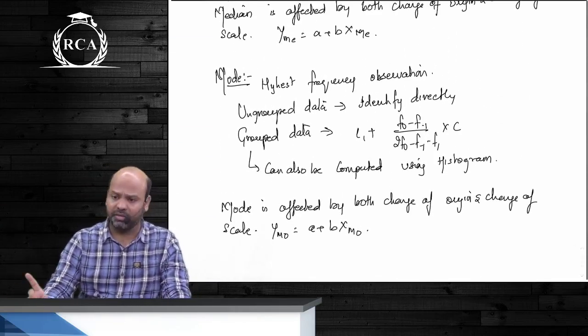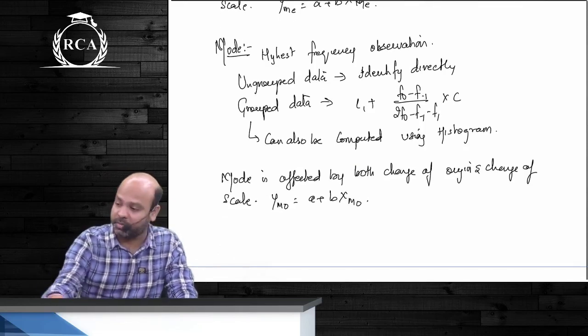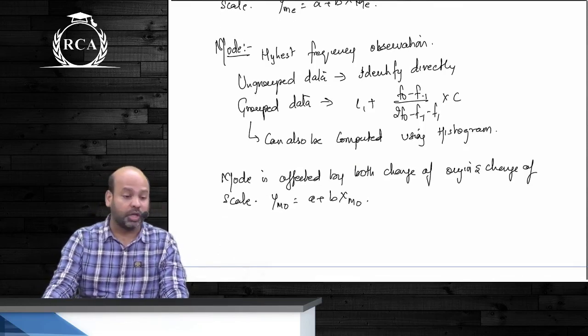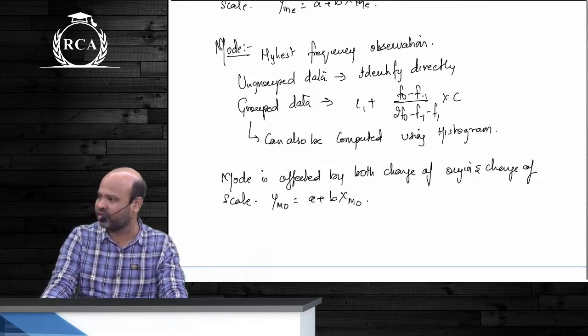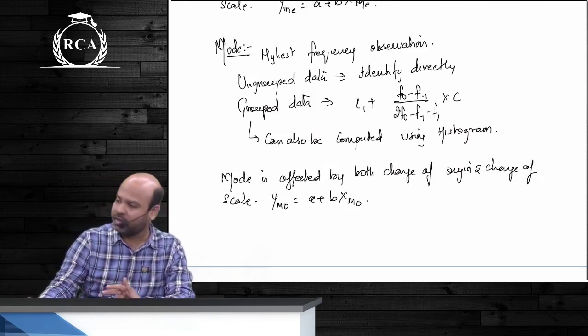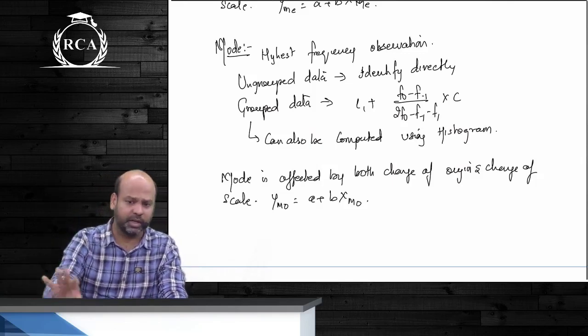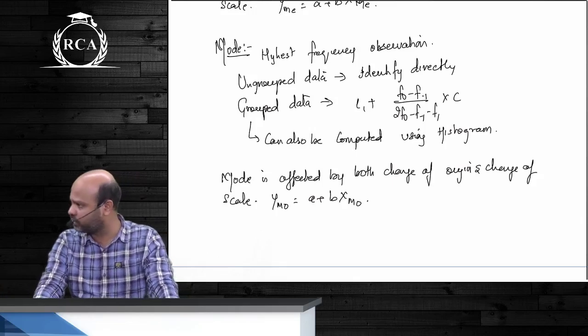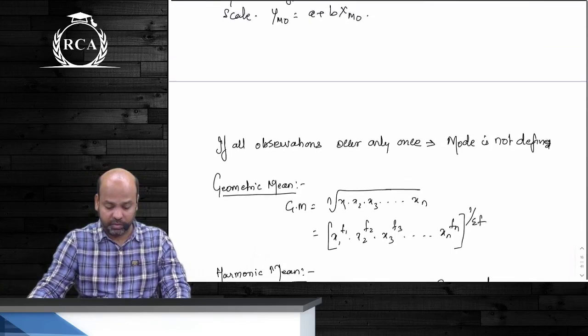After this, we also did the relationship between mean, median, and mode. What was that relationship, beta? Mode is equal to 3 median minus 2 mean. I said that this relation will hold good only if the skewness is moderate. Skewness is the inclination towards the left or the right. So if there is zero skewness, then mean, median, mode will all remain the same. There will not be any difference. Next, if all the observations occur only once, mode is not defined.